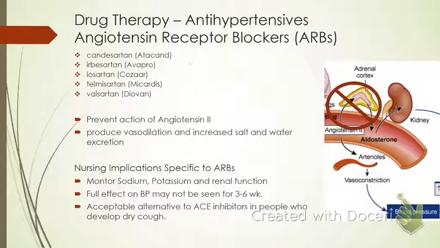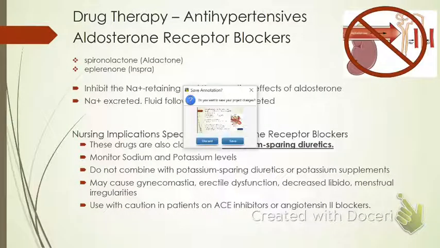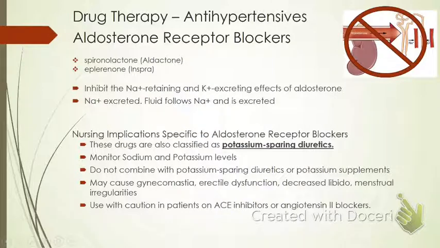And last one, aldosterone receptor blockers. These only block aldosterone, so they're not that great because they're still letting that angiotensin vasoconstrict. So they're not 100% working, but what do you think they are? They're going to block aldosterone. What are they going to get rid of? Fluids. They're going to get rid of fluids and sodium. When you get rid of fluids and sodium, you keep potassium. So what are they?